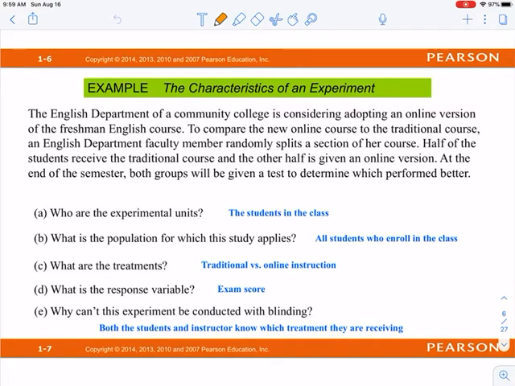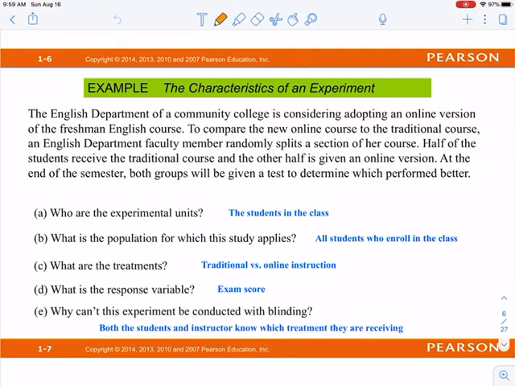For this example on the characteristics of an experiment, the English department of a community college is considering adopting an online version of a freshman English course. To compare the new online course to the traditional course, an English department faculty member randomly splits a section of her course. Half the students receive the traditional course, and the other half is given an online version. At the end of the semester, both groups will be given a test to determine which performed better.